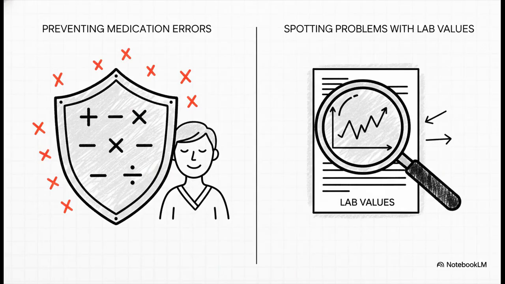And that's the whole point. Getting the calculations right means you are actively preventing medication errors. That's huge. And knowing those lab values cold, that means you're the one who can spot a problem brewing before anyone else. You become the patient's first and best line of defense.